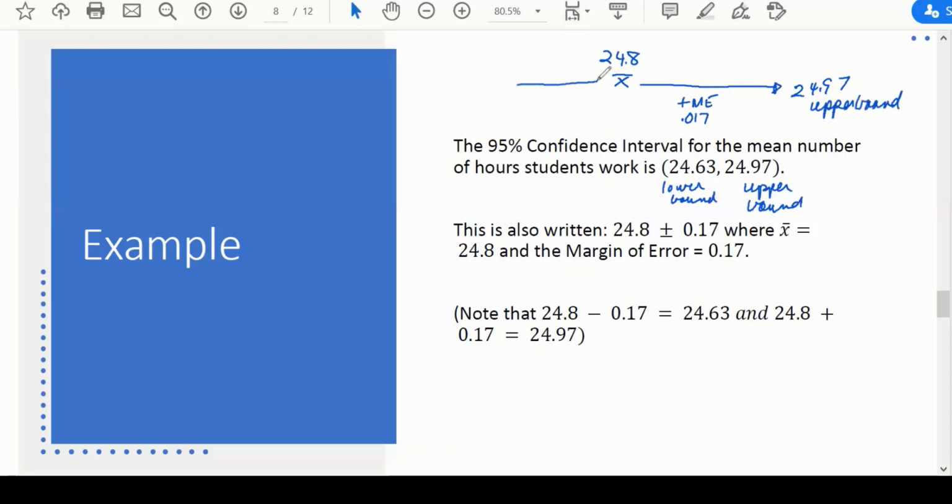We subtract 0.017 again, and we get 24.63, and that's our lower bound.